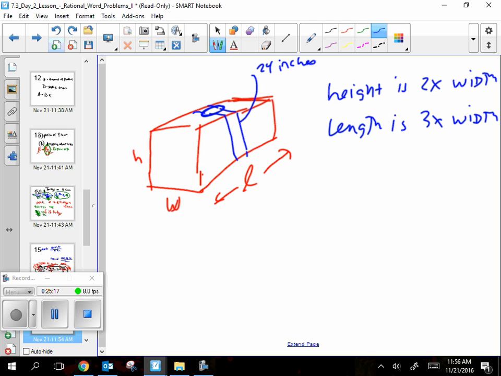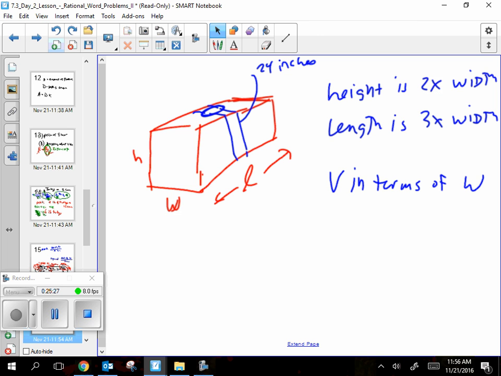I'd like you to write me the volume in terms of, in other words, it'll only have widths in it. Write me the volume in terms of width. And using the 24, you could even go further and tell me what the dimensions are.